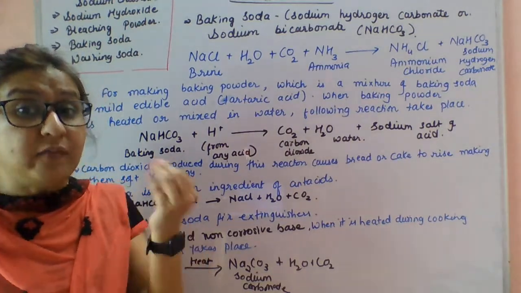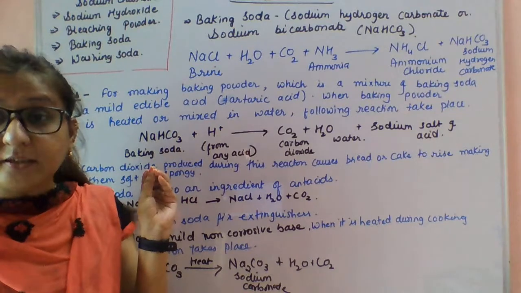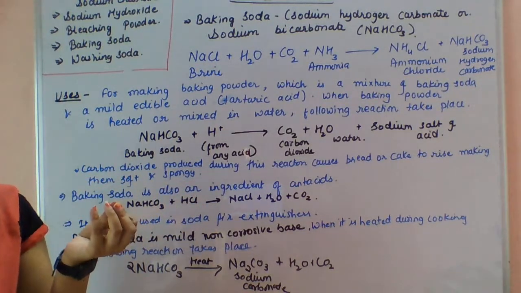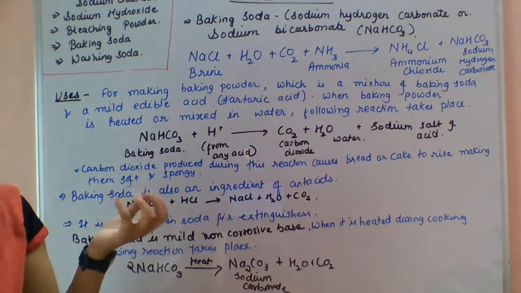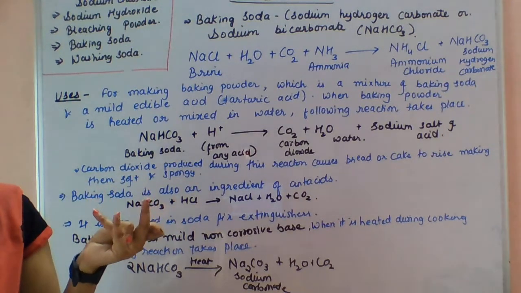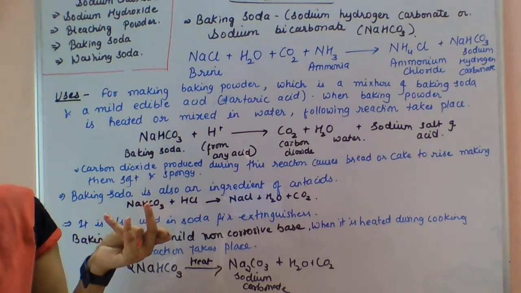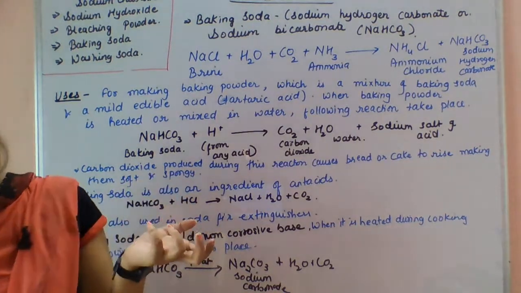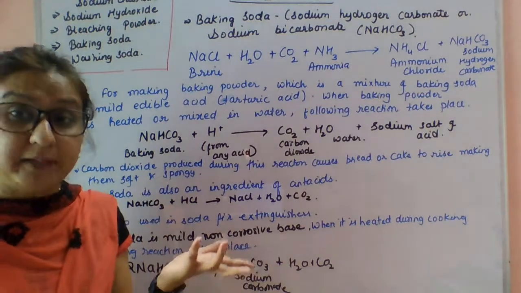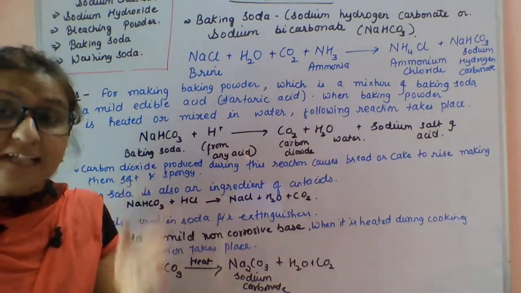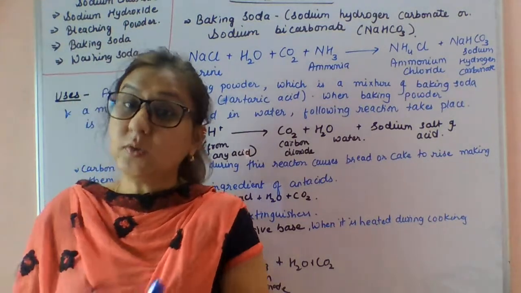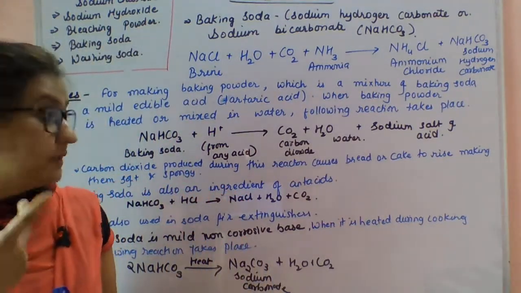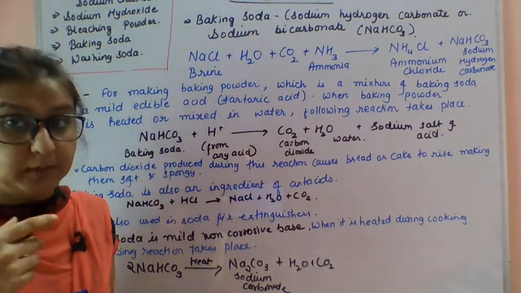So if we add baking soda to it, what will happen? Baking soda will react with the acid and form salt and water. So it neutralizes the acidic effect of milk and does not let it become sour. That's why the milkman adds a pinch of baking soda to milk.